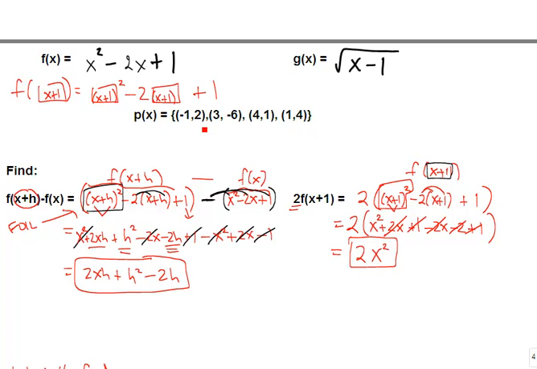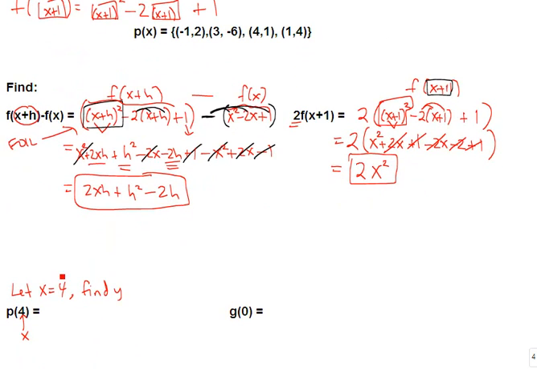P was just listed as a bunch of ordered pairs. So out of these ordered pairs, remember we want x to be 4. Which of these ordered pairs has an x value that's 4? This one right here, (4, 1). So the x is 4. What we want for p of 4 is the y. So p of 4 is referring to the output, and the output in this ordered pair is 1. So this answer is p of 4 must be 1.